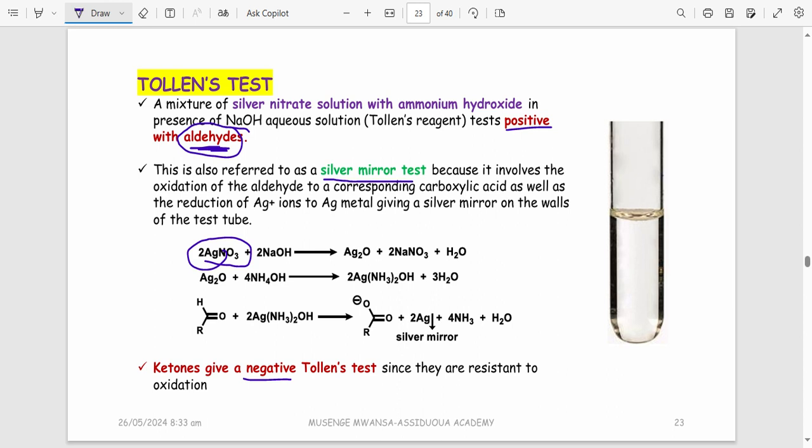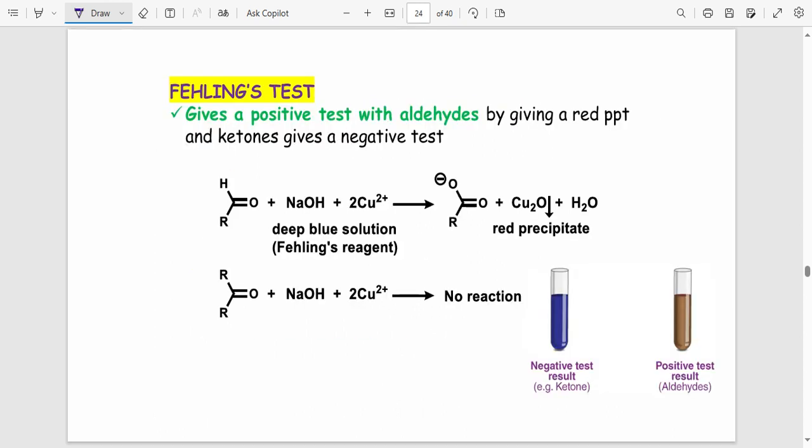Okay. So the next test is known as the Fehling's test. Take note again that it is only positive with aldehydes. And the color that you'll be able to see is a red precipitate. Okay, red precipitate. And one important thing, what is the reagent? The reagent is, you are going to see copper and sodium hydroxide.